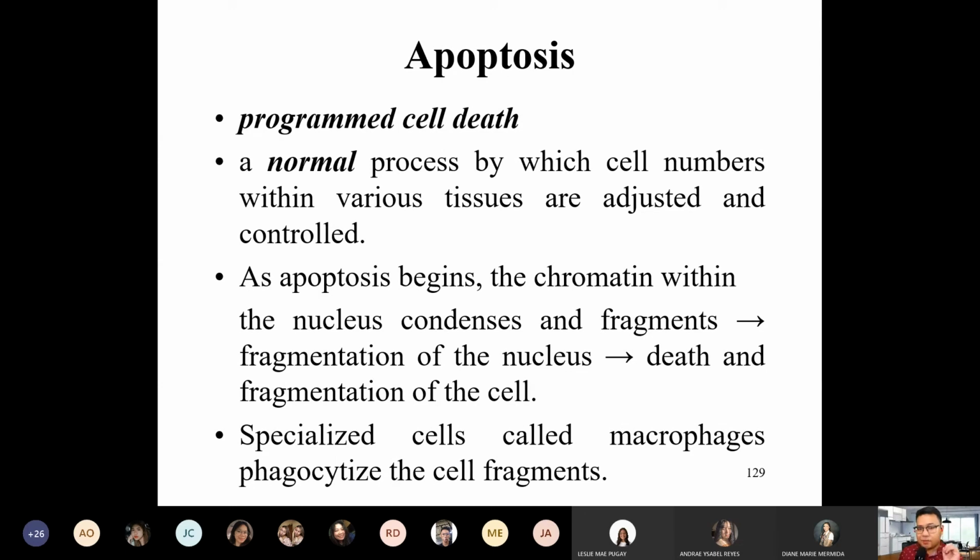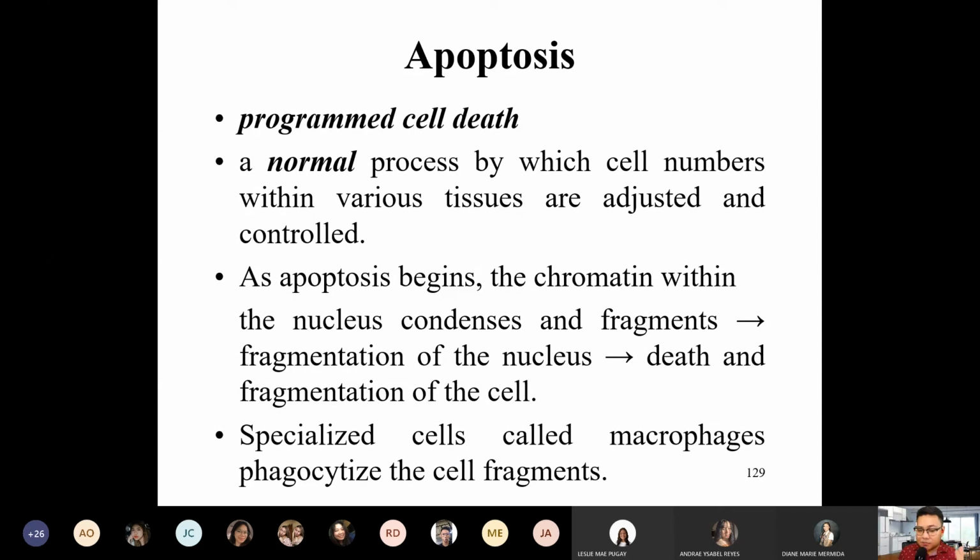That is why normally cells should die. So we have apoptosis. Apoptosis is normal cell death. It is a normal process in which the cell numbers of various tissues are adjusted and controlled. Your cells cannot keep multiplying without being reduced. If that happens, you will become a living cancer.